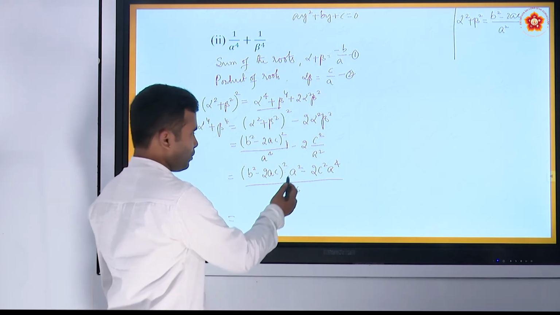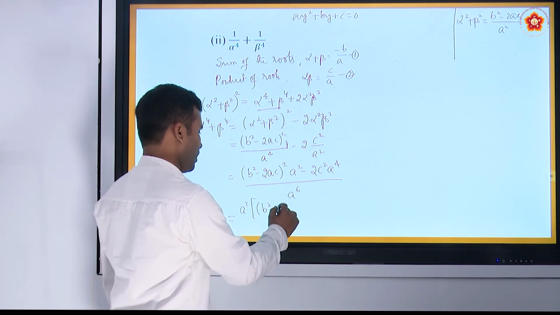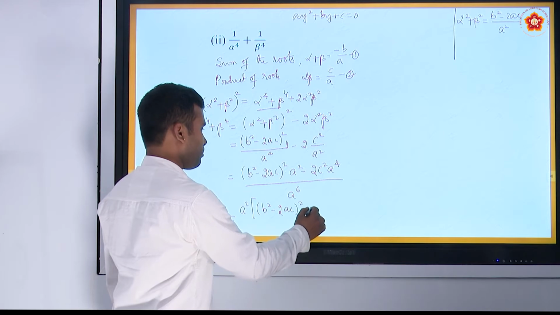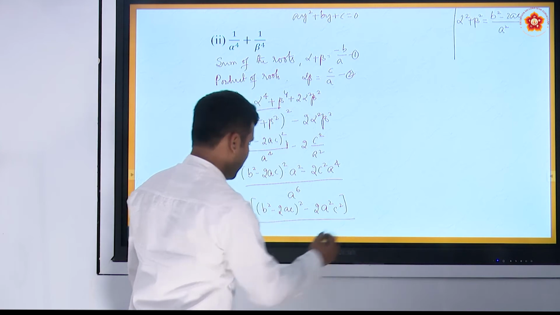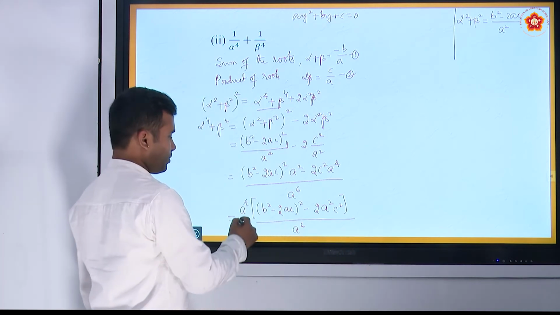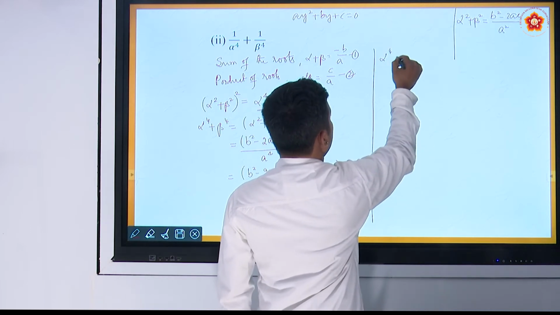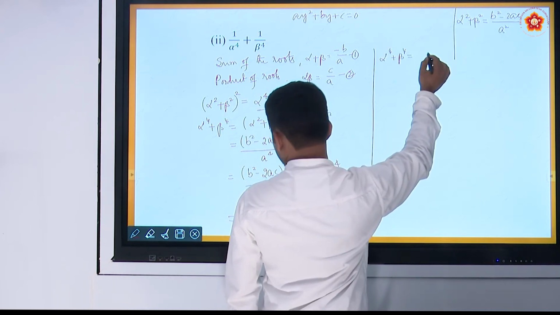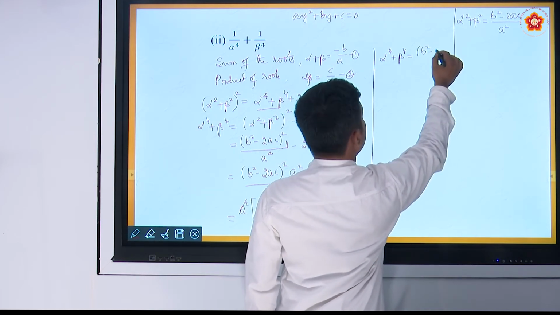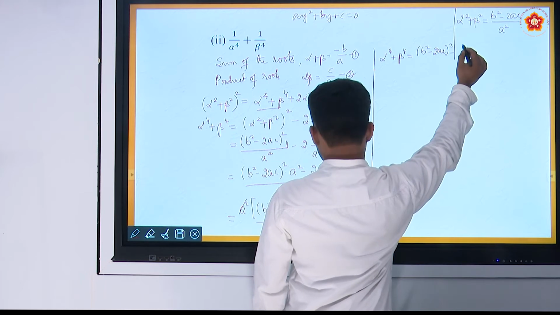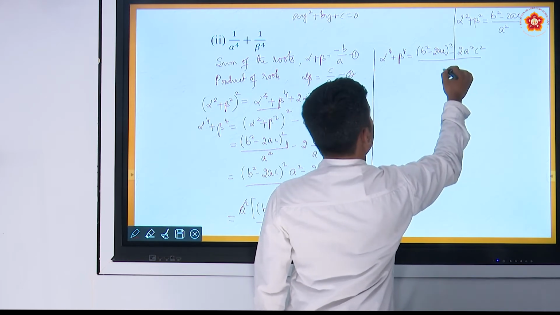So which is equal to, you take a square as a common term here: a square into b square minus 2ac whole square minus 2a square c square, divided by a power 6. So this and this will get cancelled. You continue with that. Alpha power 4 plus beta power 4 is equal to, what is that? b square minus 2ac whole square minus 2a square c square, whole divided by a power 4.